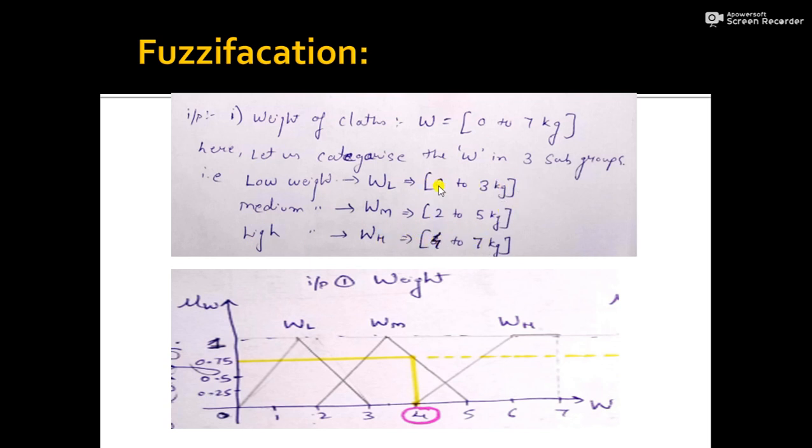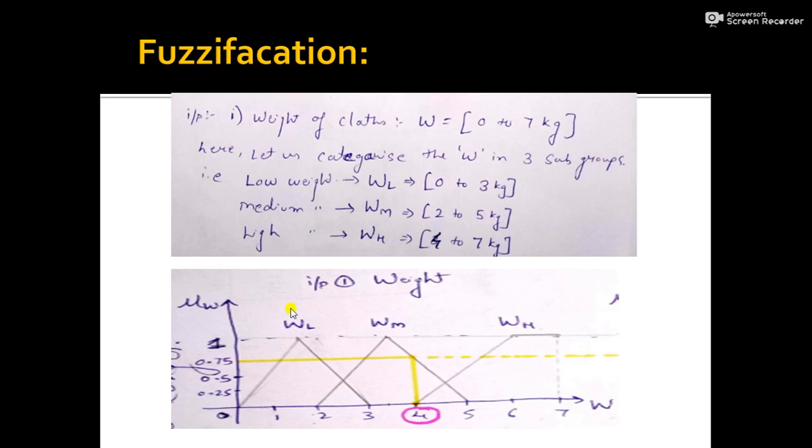Here we are considering an overlapping type of function. So you can see here 0 to 3 kg is nothing but the low weight, whereas the medium is again starting from 2 to 5 kgs. So 2 and 3, this area is an overlapping area. This has been done in order to get the precise outputs.